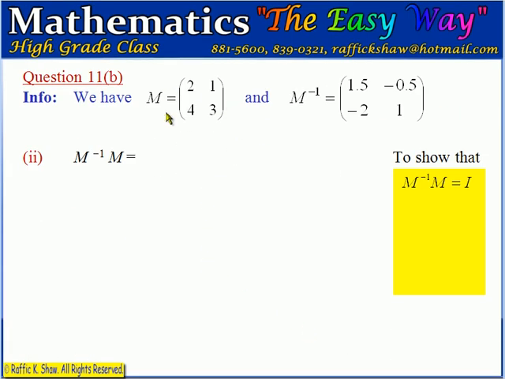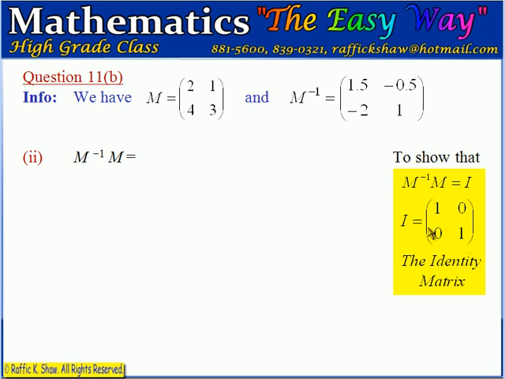Now what we have so far is M and M to the minus 1. That's the matrix M and the inverse of the matrix M. And now we are told in part 2 to show that M to the minus 1 multiplied by M is equal to I. Now I is the identity matrix 1, 0, 0, 1. That's called the identity matrix. And this identity matrix is equivalent to the number 1.